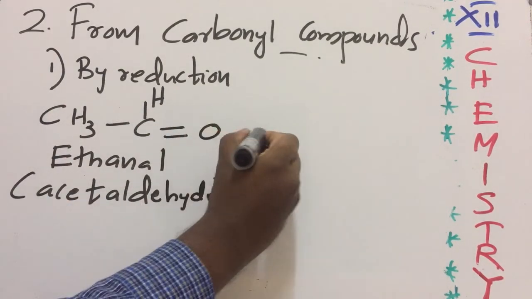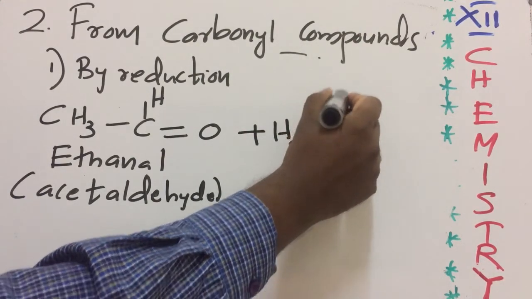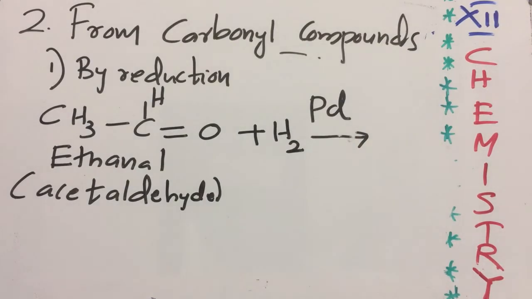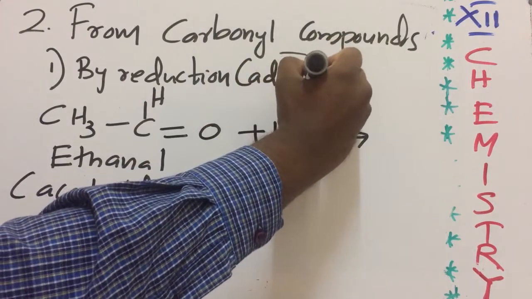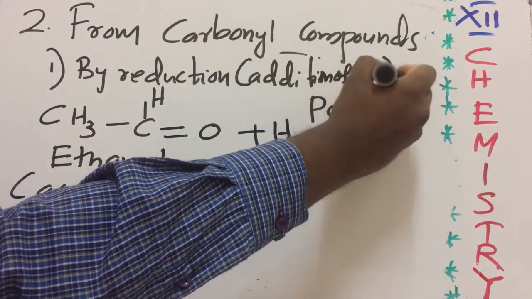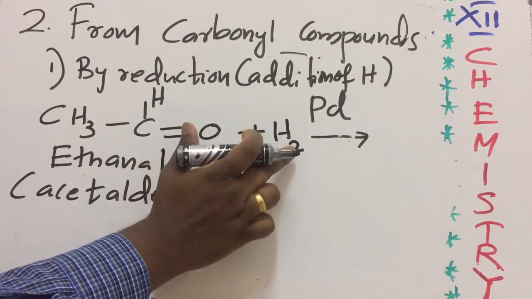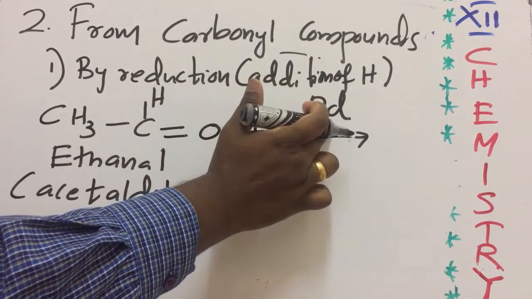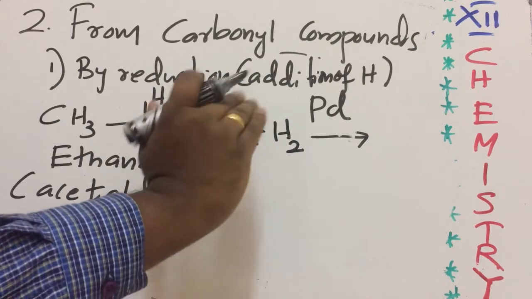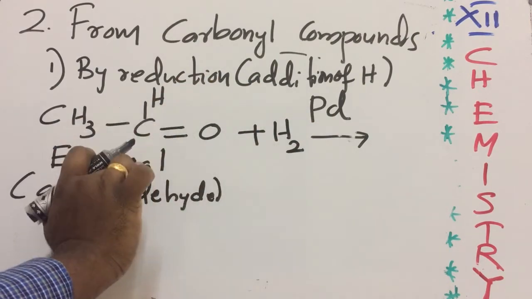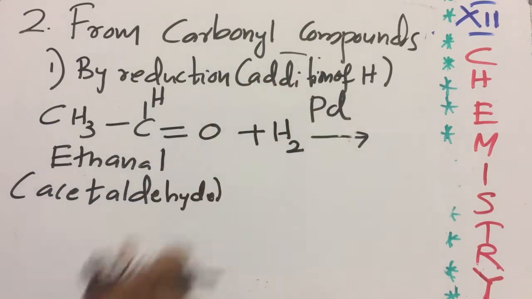Then by adding H2 in the presence of the metal catalyst palladium. What do you mean by reduction? Reduction means addition of hydrogen or removal of oxygen. Both are correct. So here H2 is added in the presence of palladium catalyst, and palladium is a metal surface. Hydrogen gas will be absorbed on palladium and ethanal. Both reactants will be absorbed over palladium and the reaction becomes faster.